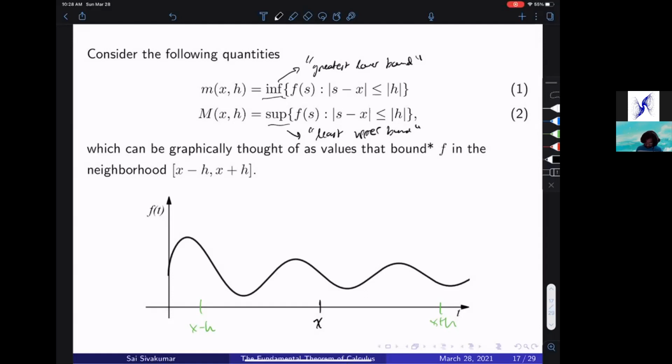So we have x here, and then we have this neighborhood around x, this interval from x minus h to x plus h. X is right in the middle. And so we can consider bounding f above and below, which is why I have this asterisk here, by capital M and lowercase m, the blue and the red.